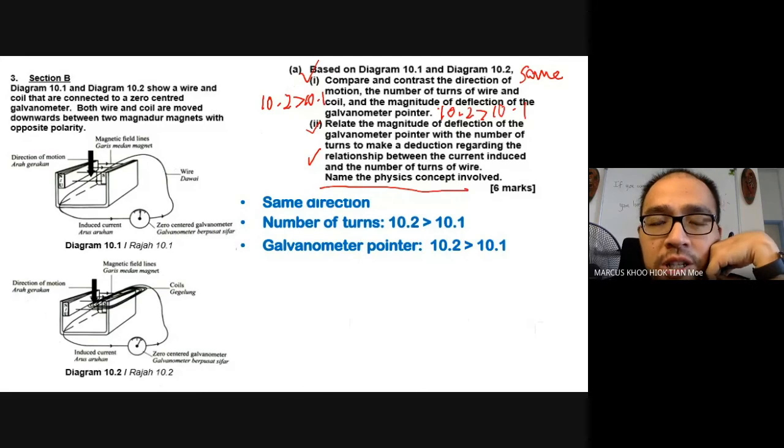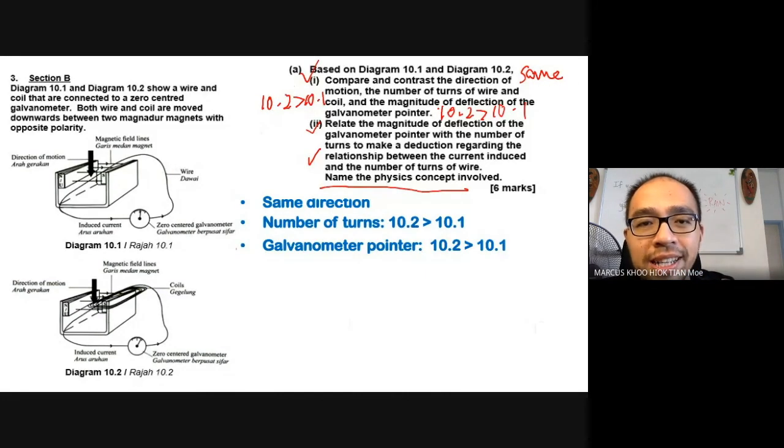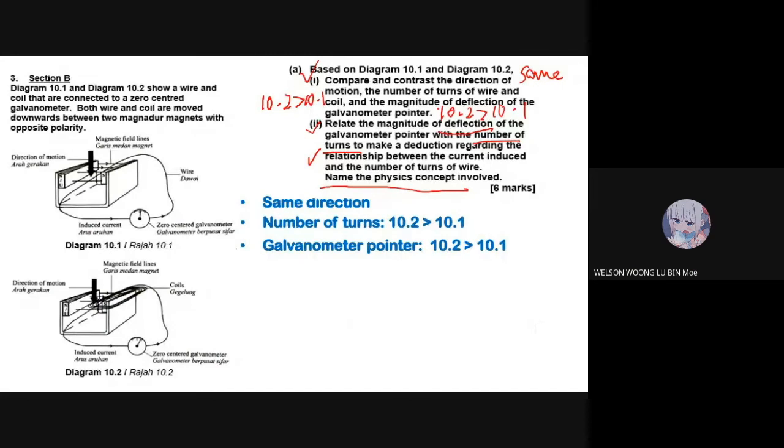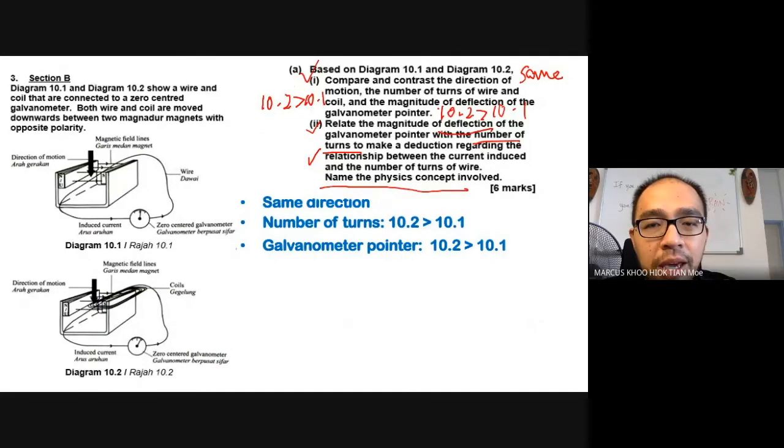Okay, hold on now. The first relationship they ask you to do is to relate the magnitude of deflection with the number of turns. Relate the magnitude of deflection with the number of turns. The greater the magnitude of deflection of the galvanometer pointer, the greater the number of turns. Okay, let me ask you, are you sure that is the correct order?